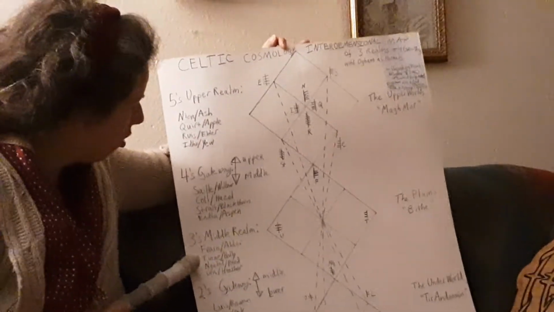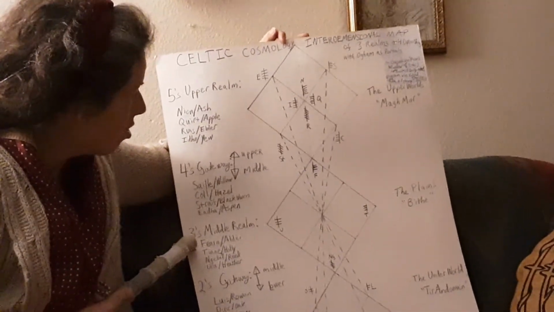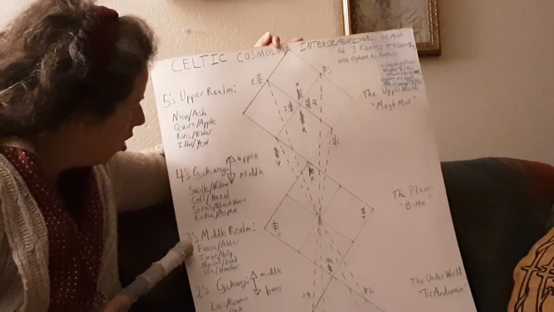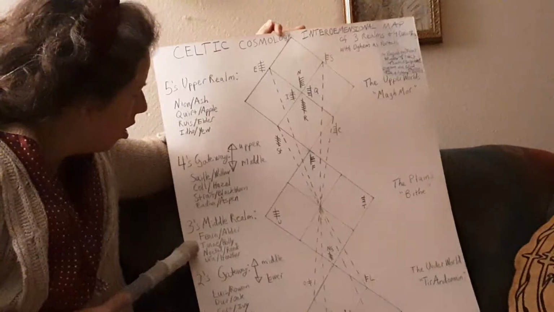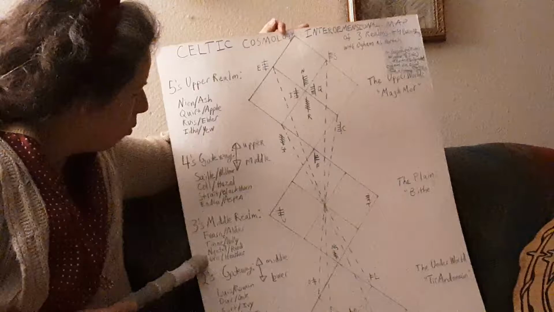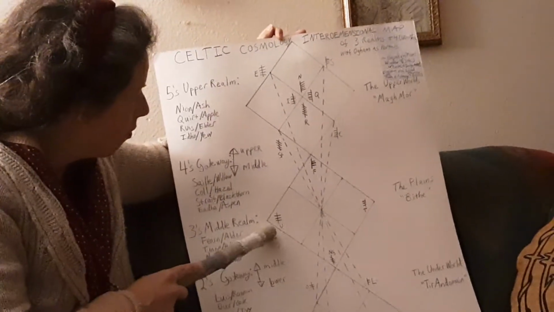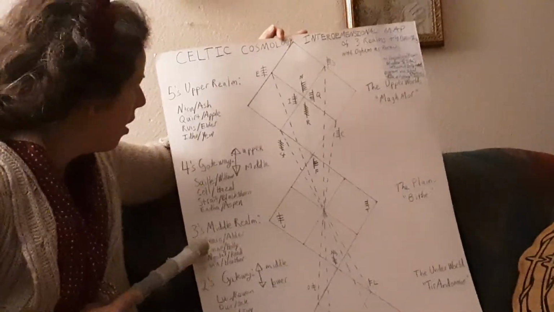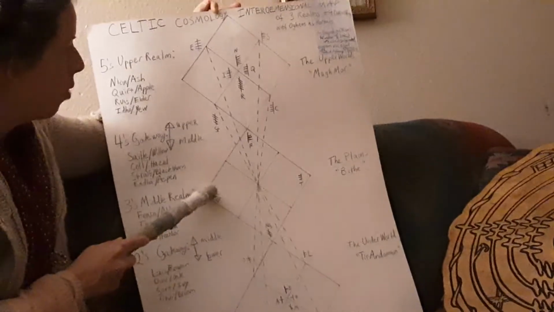Moving on up to the 3rd realm, in the Middle Earth where we live, in the north is F for Fearn, which is alder. In the east is Tinne for holly. In the south, Ngetal, which is reed. In the west, which is Ur, which is heather. So that corresponds to all these 3s. North, east, south, west. North, east, south, west.